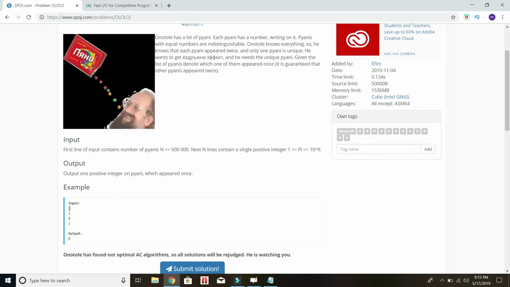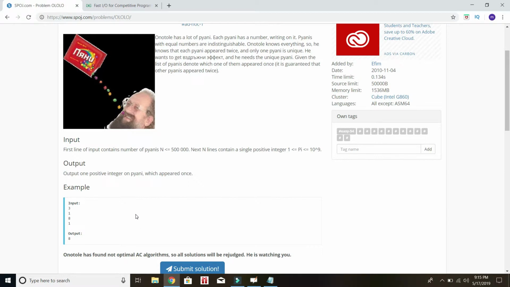Like in this sample case, we have 3 Pyanis represented by this number 3, and these 3 Pyanis have these different values. To find the unique Pyani, that means the Pyani which occurs only once: the Pyani numbered 1 occurs twice, but this Pyani occurs only once. So this is the Pyani that we need to output. This is our output.